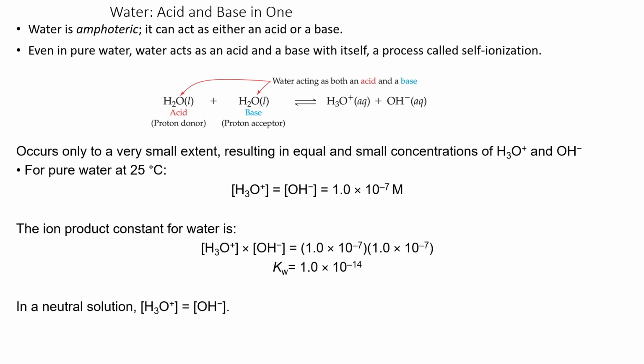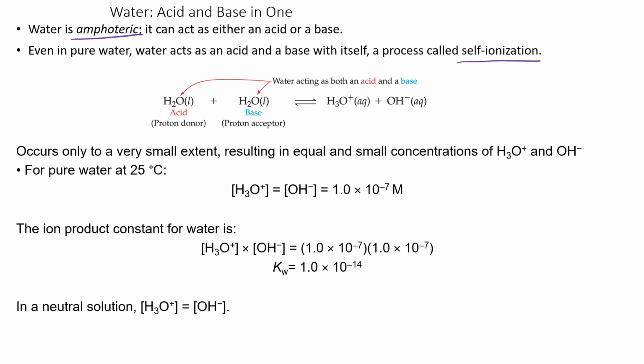All right, so water can act as an acid and a base. We talked about it in a previous video, but it's called amphoterism. Water is amphoteric. It can act as either an acid or base. And it even does this with itself to a very, very small extent, called self-ionization.